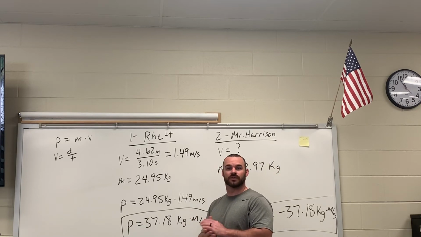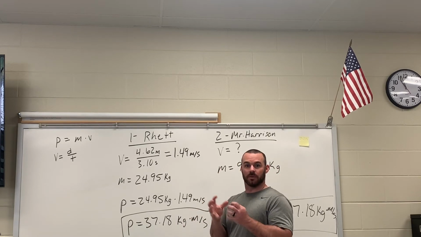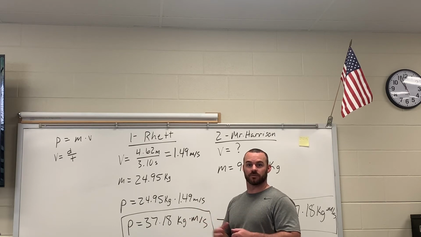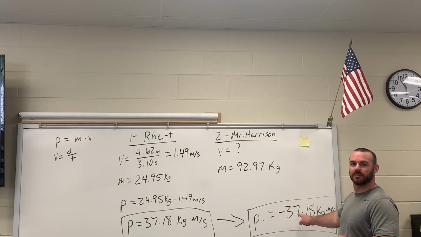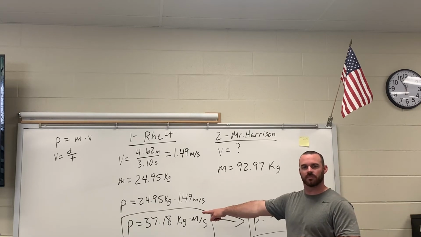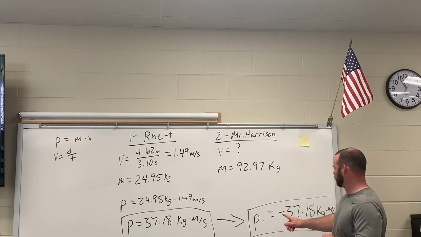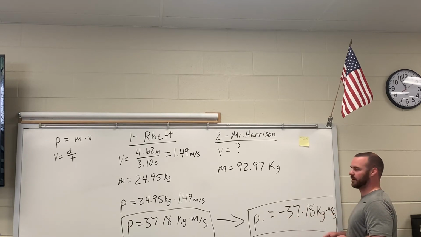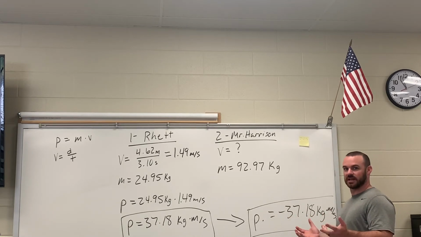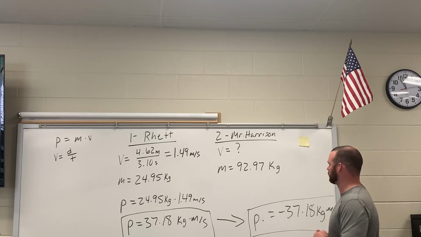So because of the law of conservation of momentum, the momentum you start with has to be the momentum you finish with, the final momentum. I know that my momentum has to be equal but opposite of what Rhett's was. So mine should be negative 37.18 kilograms meters per second. It's the exact same momentum, but in the opposite direction.